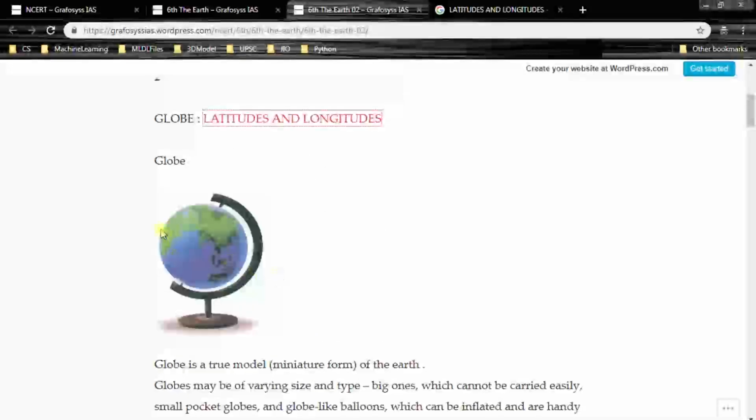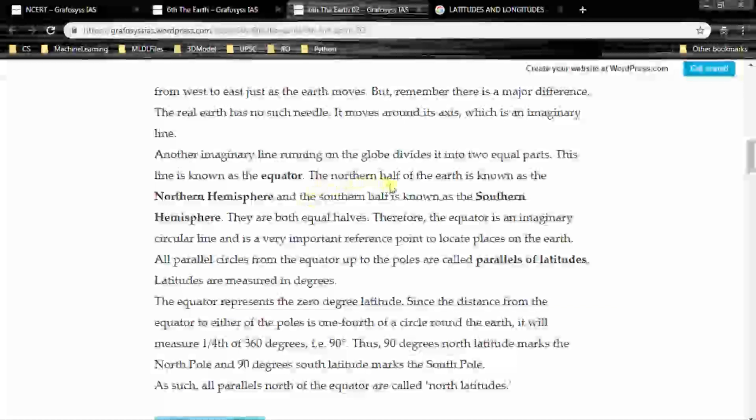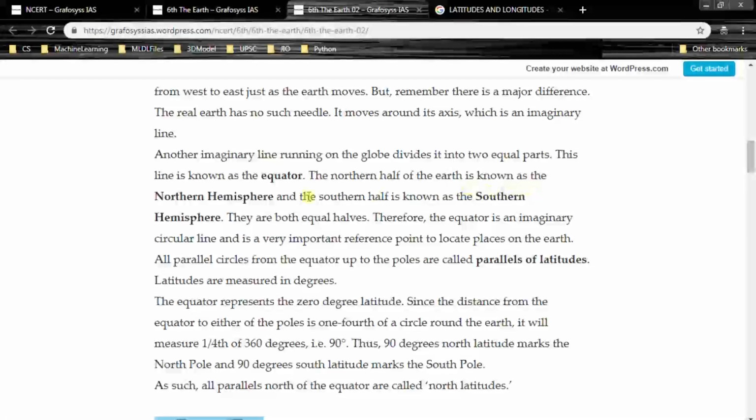So the equator is the imaginary line which is in the middle. We can bisect the whole Earth by drawing an imaginary line in the middle. This is called the equator, right? The northern half of the Earth is known as the northern hemisphere. So the upper part is the northern hemisphere and the southern half is the southern hemisphere. They are both equal halves.